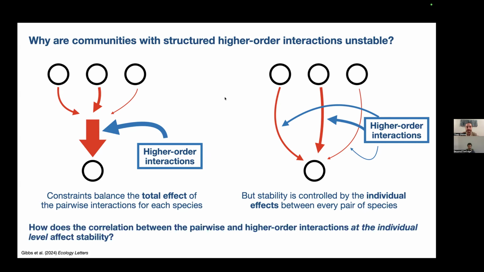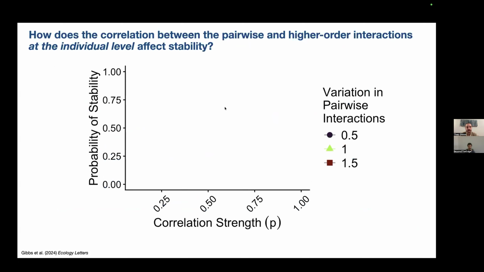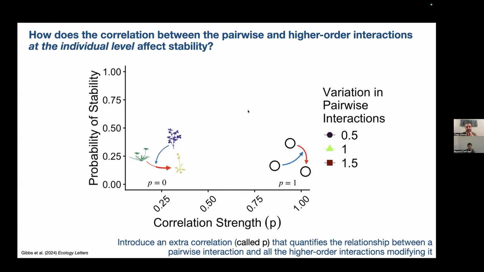And so that's the next question I want to answer in simulations: just introduce a correlation between pairwise and higher order interactions at this individual pairwise level to see how that affects stability. On the x-axis, I'm plotting the strength of that correlation, how correlated is a given pairwise interaction with all the higher order interactions that modify it. And on the y-axis, I'm plotting once again the probability that this diverse system is stable, and then the different colors and shapes are the different variations in pairwise interactions.